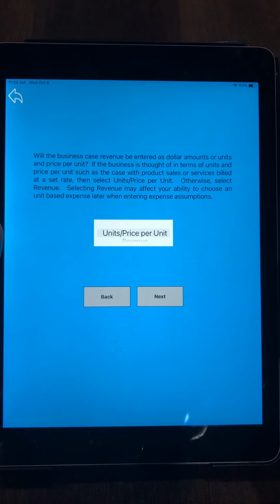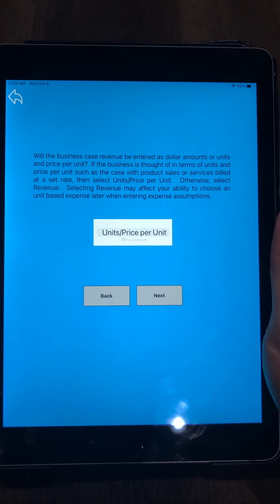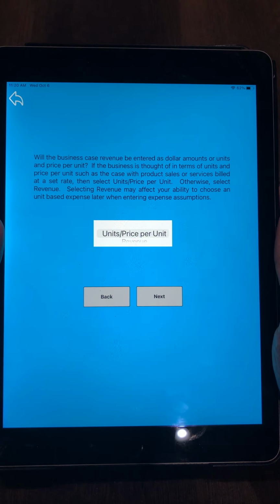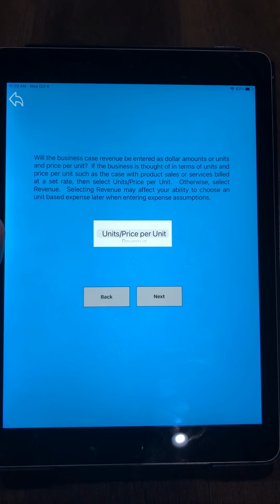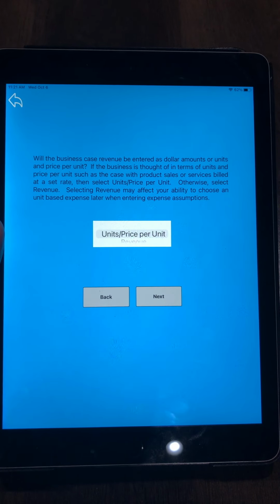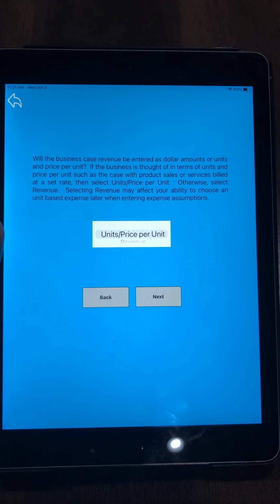Now here I can select whether I want to project units and price per unit, or whether I want to just type in my revenue. As I showed earlier, I have expenses that are per unit expenses, so it's very important for me to type in my units and my price per unit. Same thing if I was, let's say, a consultant, I might want to type in billable hours and my price per hour, or if I'm selling widgets, I would type in my number of widgets sold and my price per widget.